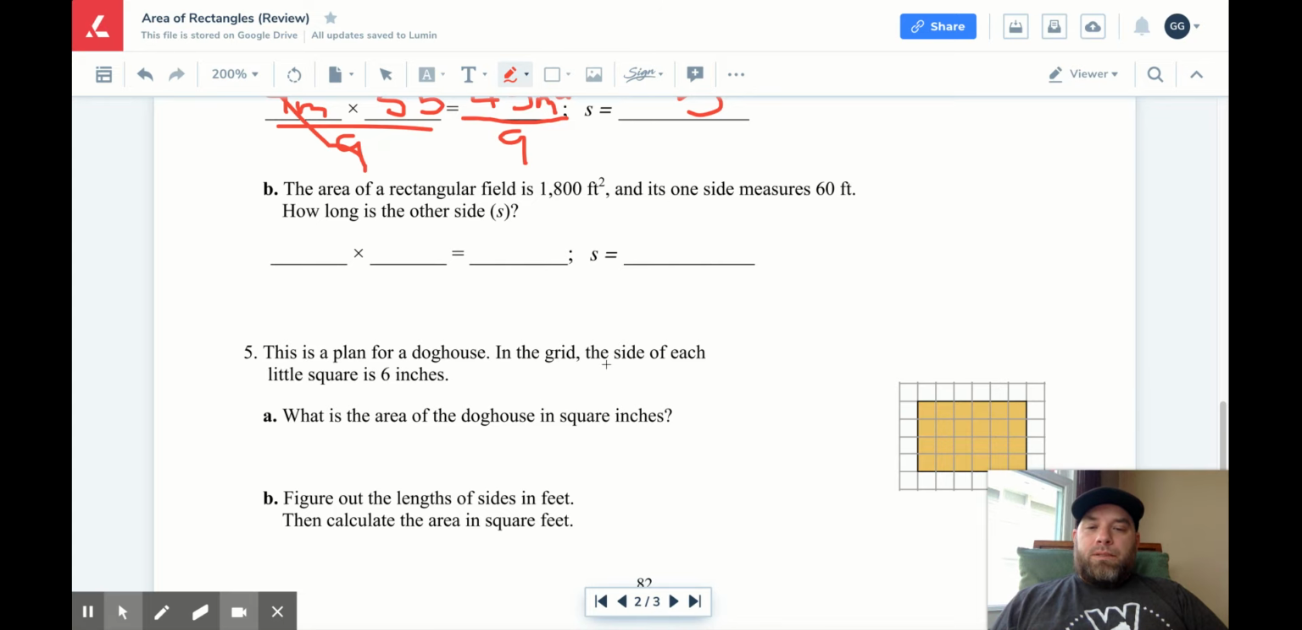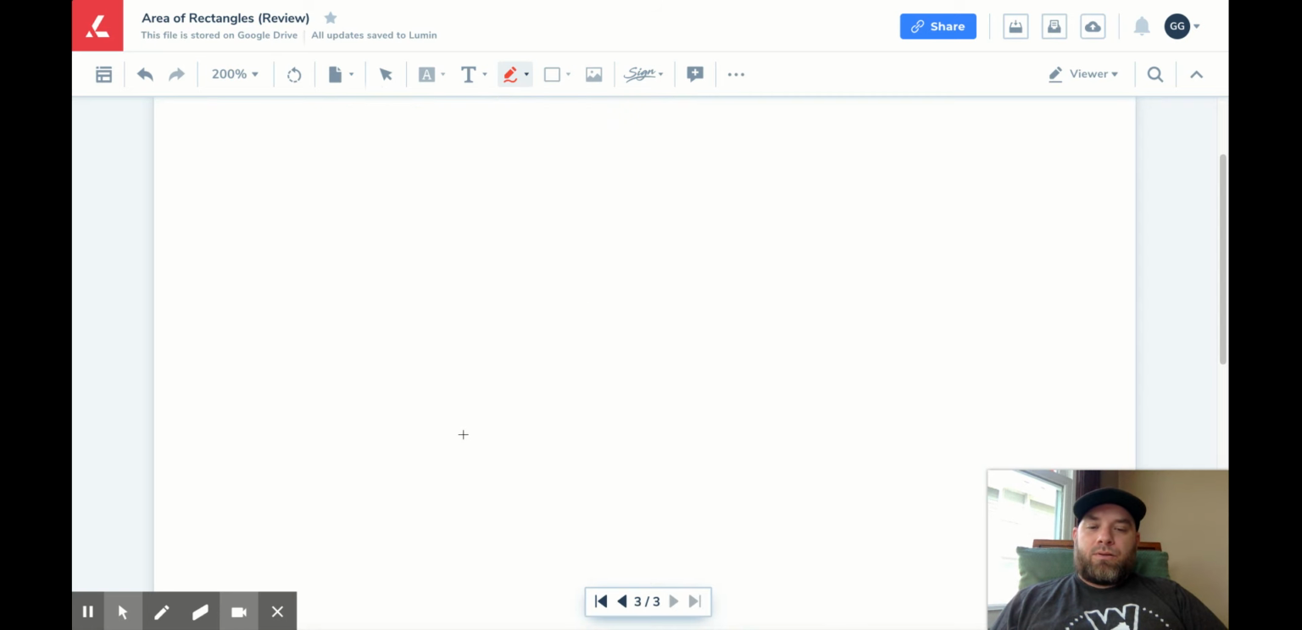So each of these squares, 1, 2, 3, 4, is 6 inches. Okay, so 6, 6, 6, 6, 4 sixes. This is also 6 inches. 6, 6, 6, 6, 6, 6. So you have to figure out how many squares I have and then multiply by 6. So this is a couple step problem here. Go ahead and see if you can solve that.